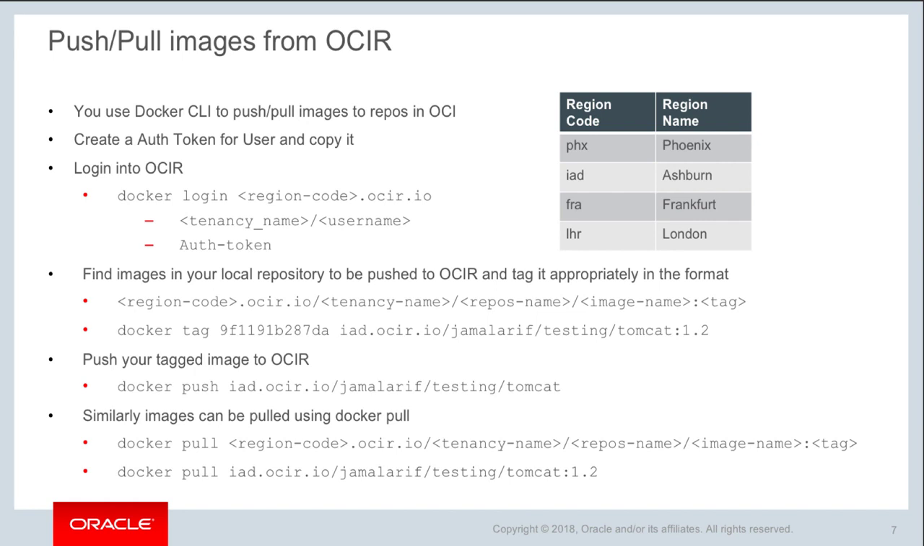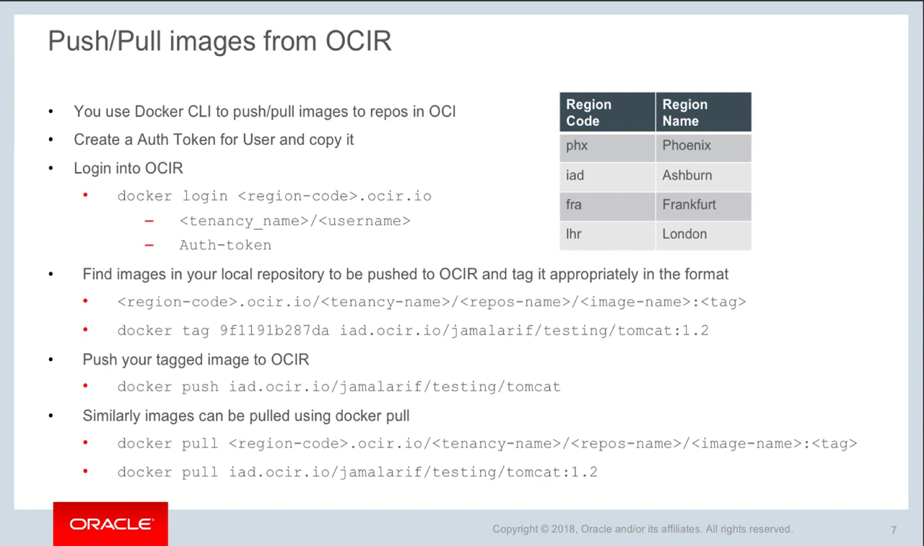The first step is that you create an authentication token for your user, because that's how you are going to log in to the Docker V2 registry service. Once you have created the authentication token, you go ahead and log in by providing the command docker login and the region code .ocir.io. The region codes are all mentioned over here. It asks you for the tenancy name and the username, and you also need to provide the authentication token which is associated with your user.